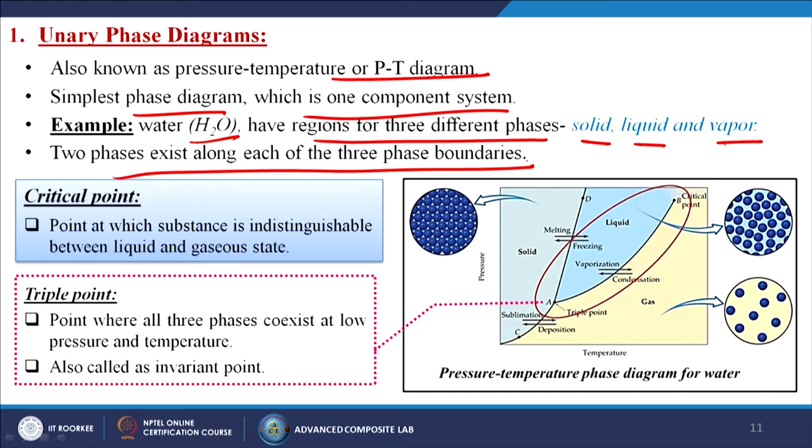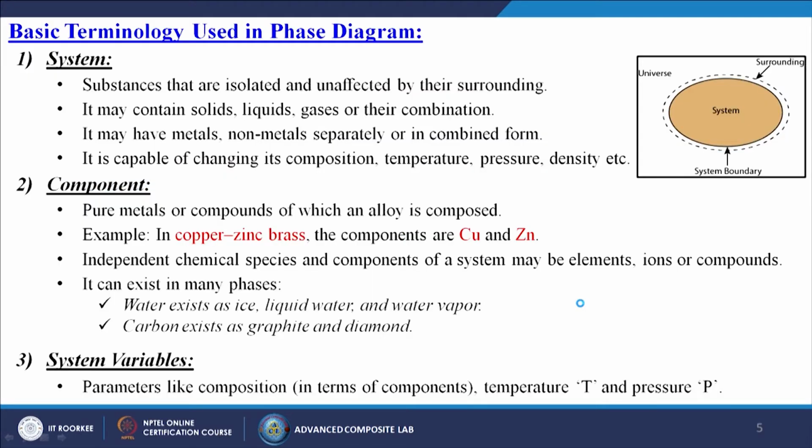So, I will give you the example. In this particular case we have pressure on the y axis and temperature on the x axis. This is the gas phase, this is the liquid phase and this is the solid phase. Now, what is the critical point? The critical point is where a substance is indistinguishable between the liquid and the gaseous state. At this point you cannot distinguish whether the material is in the liquid phase or the gas phase, and that is known as the critical point.